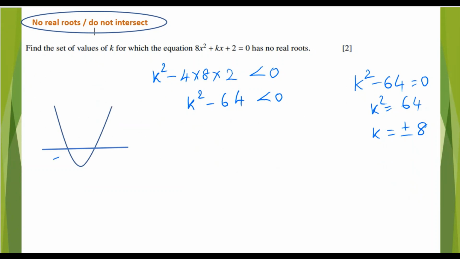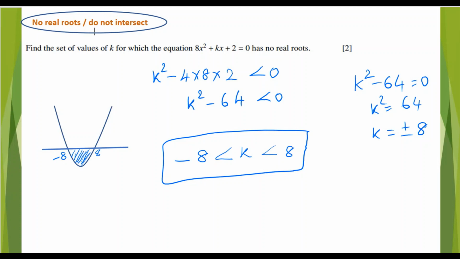So now this is negative 8 and this is positive 8, and has no real roots, which means it should not touch. So if k is in this region, it will not touch. Okay, so we will write the inequality as minus 8 less than k less than 8. So k lies between negative 8 and positive 8.